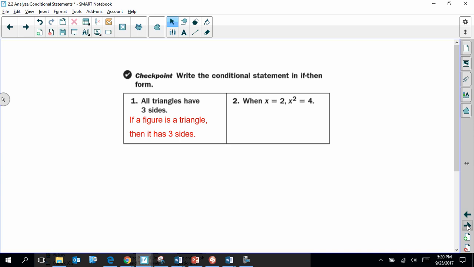The second one says when x is equal to 2, x squared must be equal to 4. So the beginning part, x is equal to 2, must be the hypothesis, and the conclusion is x squared equals 4. Here I'm going to say if x is equal to 2, then x squared is equal to 4. In this case, we didn't really have to include very much to make it a good conditional statement, but that's what we have for our answers for those two examples.